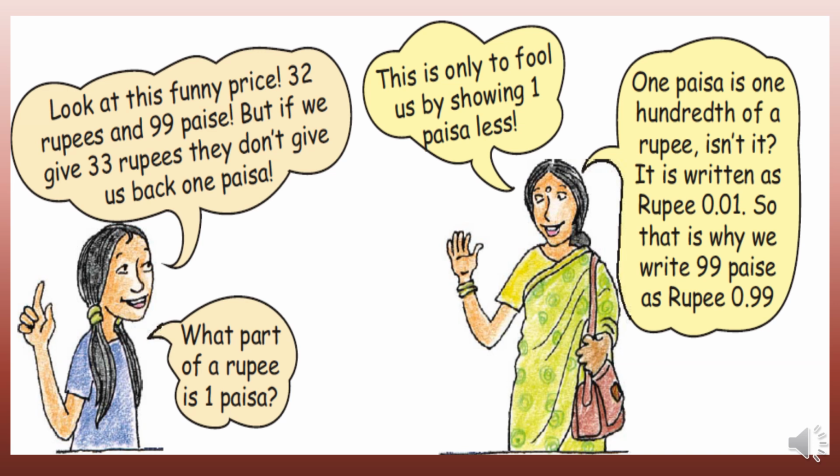What part of a rupee is 1 paisa? 1 paisa is 1/100th of a rupee, isn't it? It is written as 0.01. So that is why we write 99 paise as 0.99 rupee.